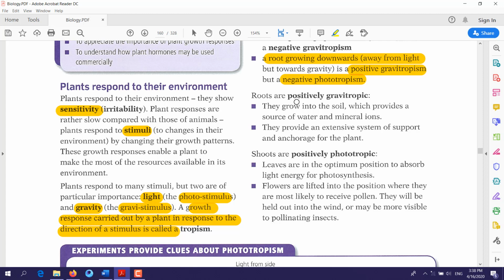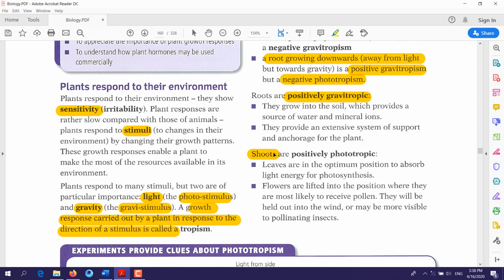Now, roots are positively gravitropic. Why are they positively gravitropic? Because they grow into the soil, which provides a source of water and minerals. They provide an extensive system of support and anchorage for the plant.